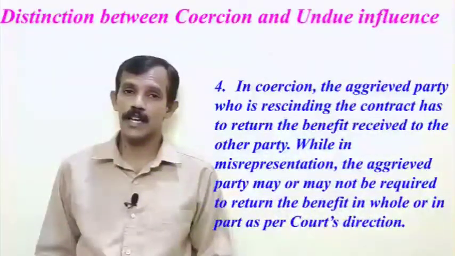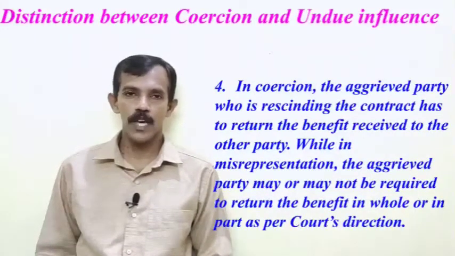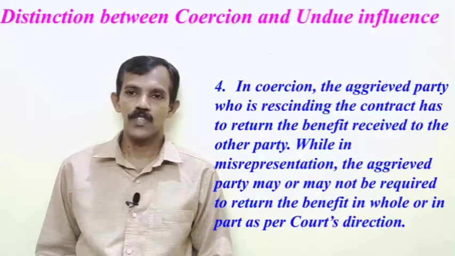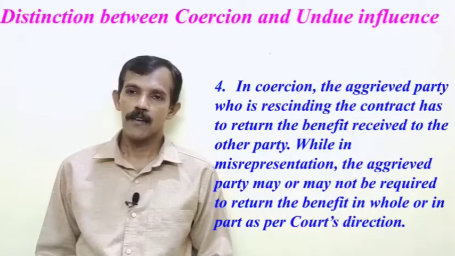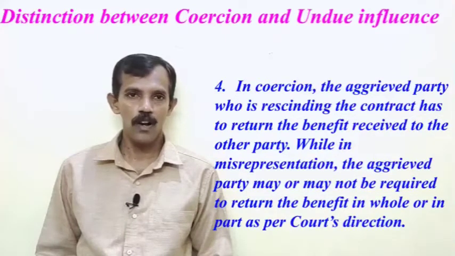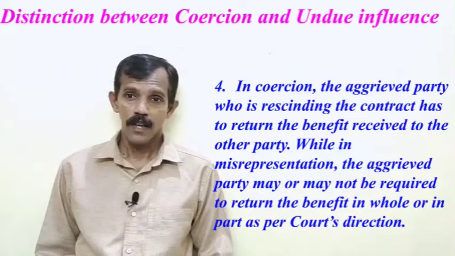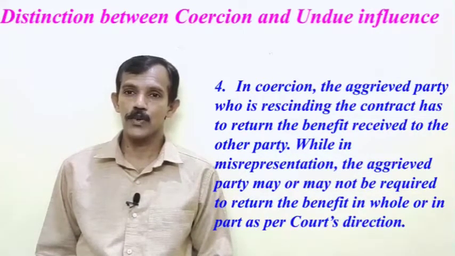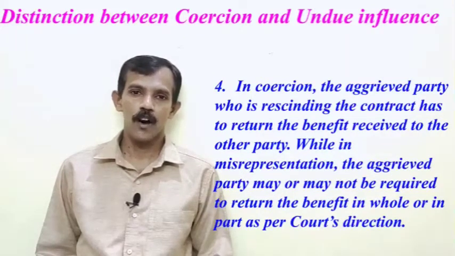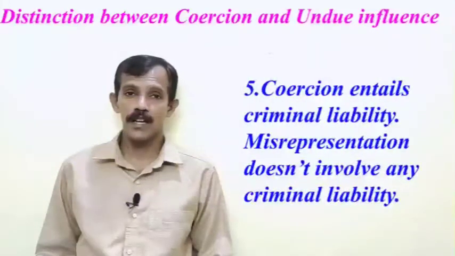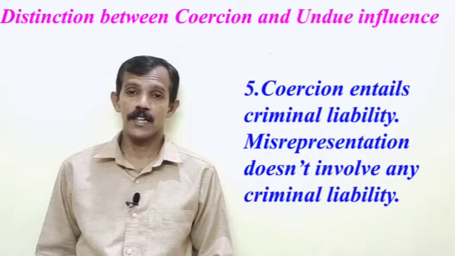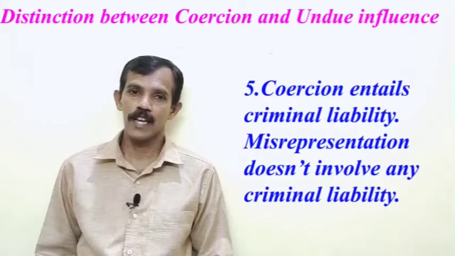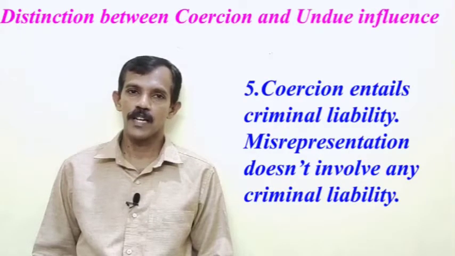Fourth distinction between coercion and undue influence is this. In coercion, the aggrieved party who is rescinding the contract has to return the benefit received to the other party, while in undue influence, the aggrieved party may or may not be required to return the benefit, in all or in part, as per the court's direction. Fifth distinction: coercion entails criminal liability, while undue influence doesn't involve any criminal liability. These are the distinctions between coercion and undue influence.